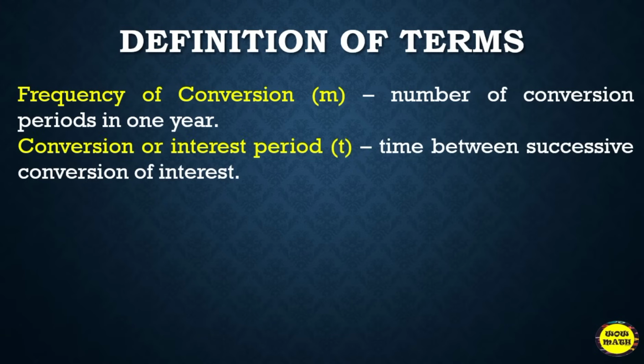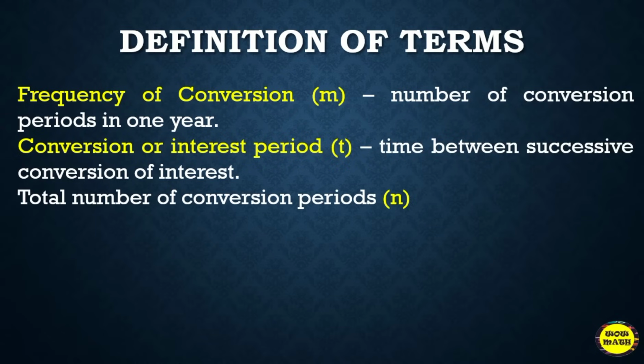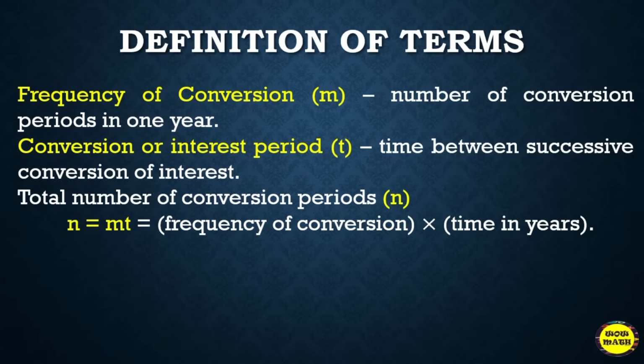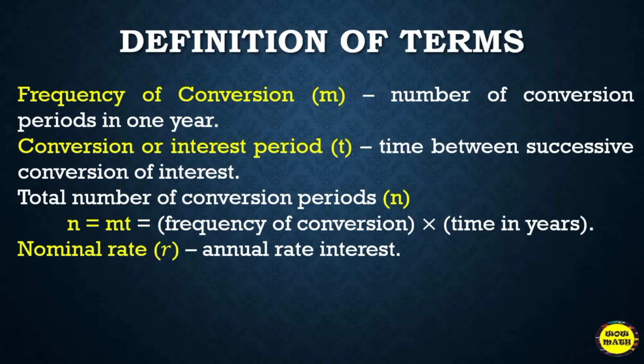Another is the conversion or interest period, denoted as small letter t, and that is the time between the successive conversion of interest. And then the total number of conversion, where paano natin makuha? By getting the product of the frequency of conversion and time in years. So, i-multiply lang natin.